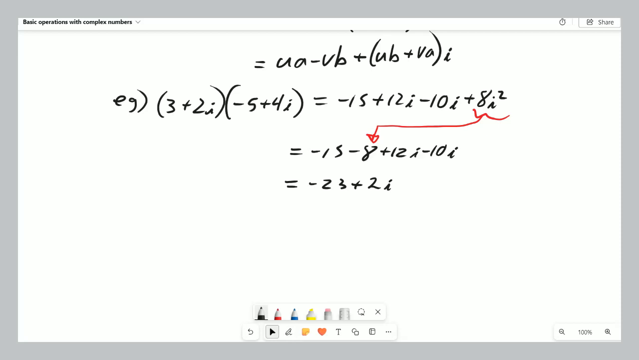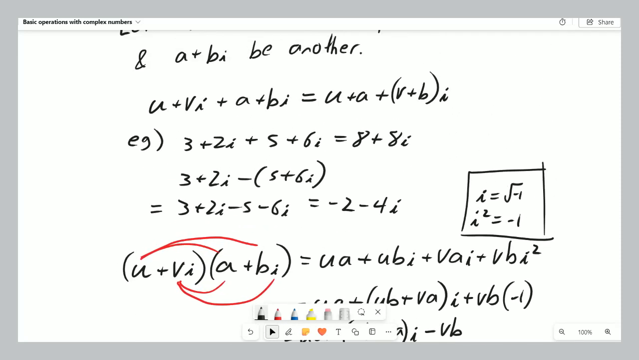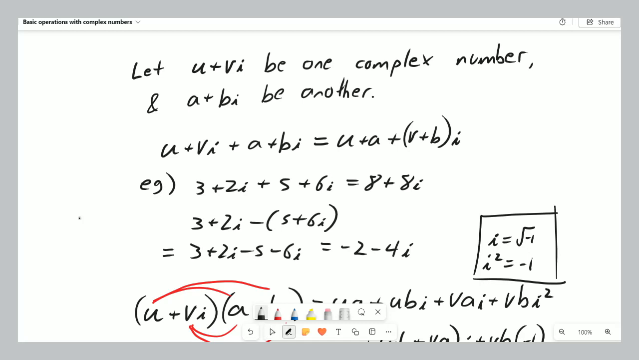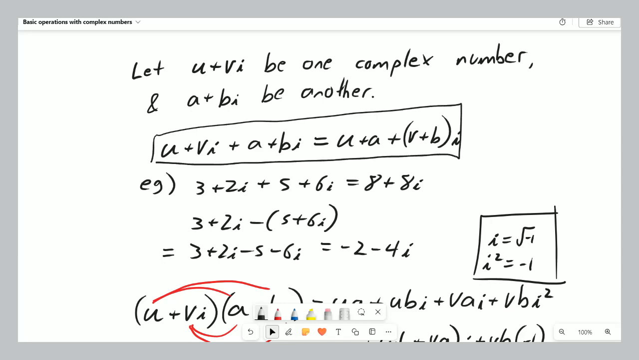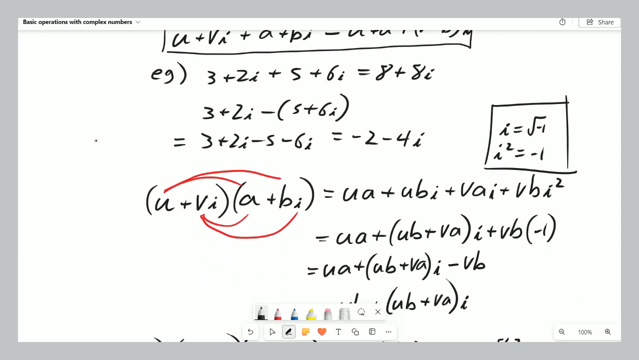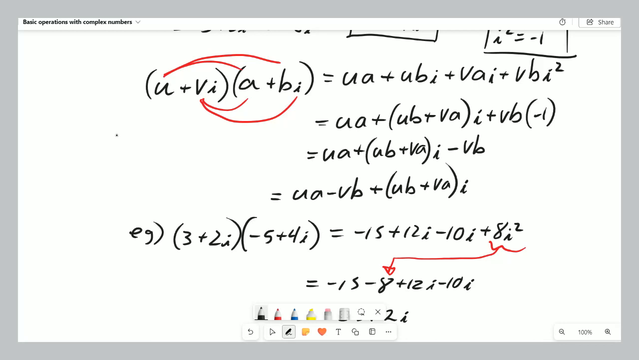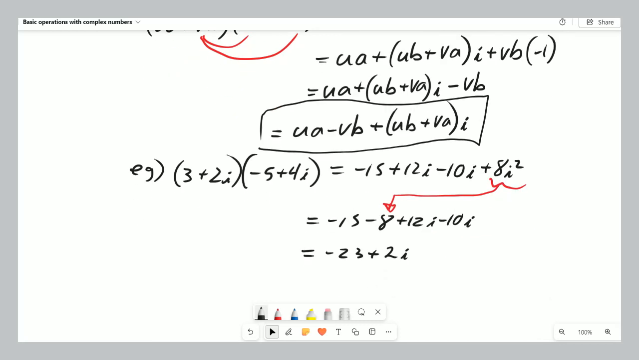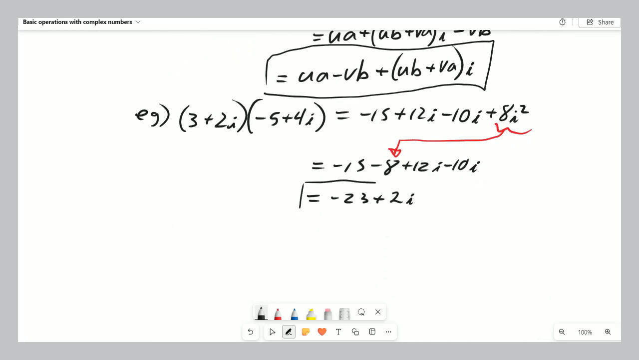So the formulas can seem to look long, like this right here, but the answer is just an ordinary looking complex number. Your real component, your imaginary component. Same with here, right? That looks like a long expression there, but it comes down to a rather short, ordinary looking complex number.